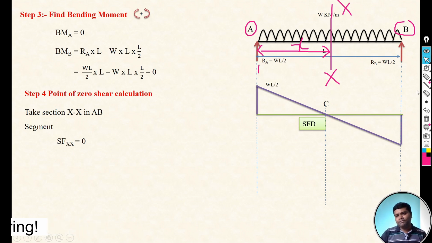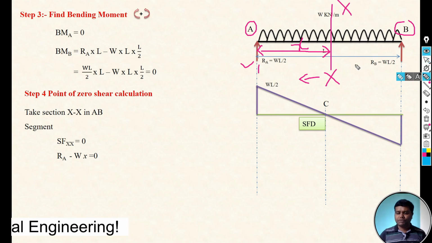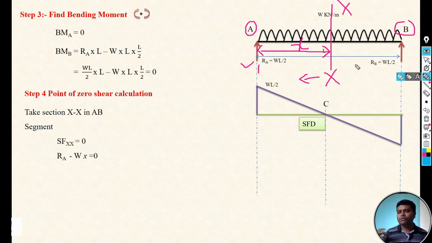Now on the left part, left of that section, two forces are there, that is RA and W. So the shear force at XX section is equal to 0, and if you take that, RA minus WX. Why WX? We have already discussed, when we are converting that UDL into a point load, we have to multiply that UDL with the span over which the UDL has spread. Here only the X distance is covered by this W. That's why we are considering the point load as W into X.